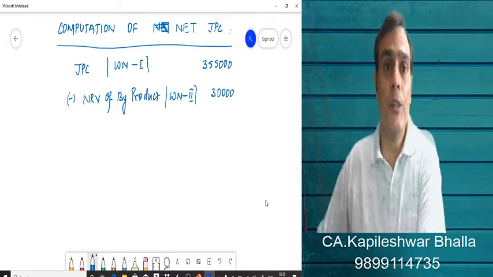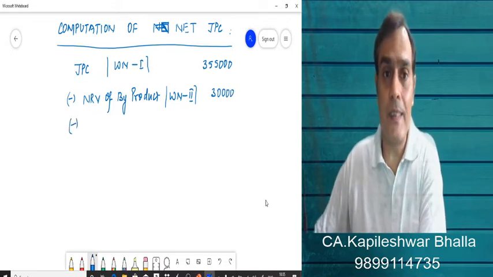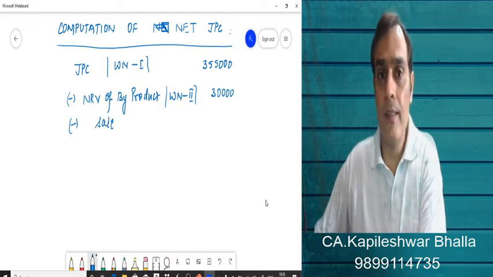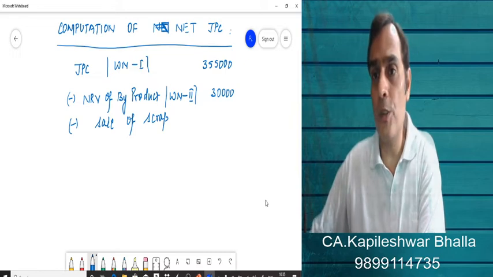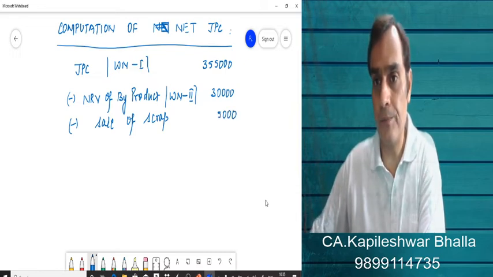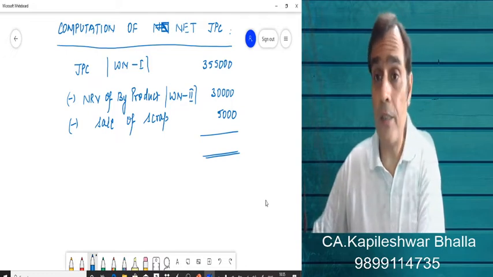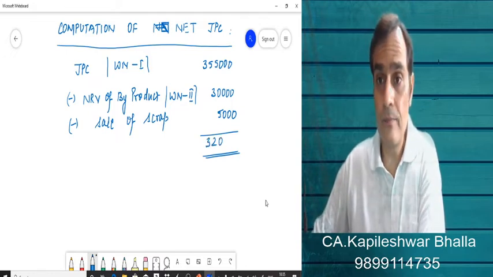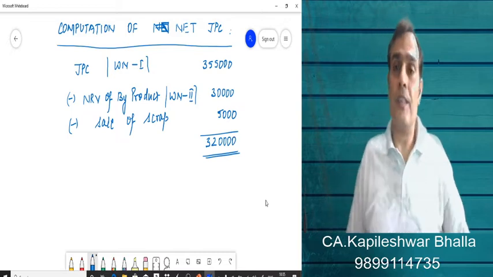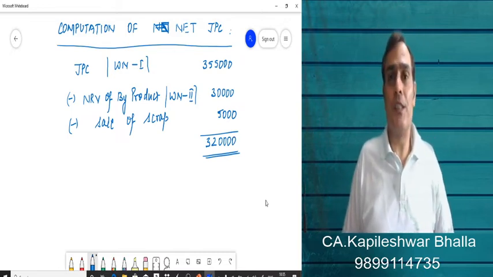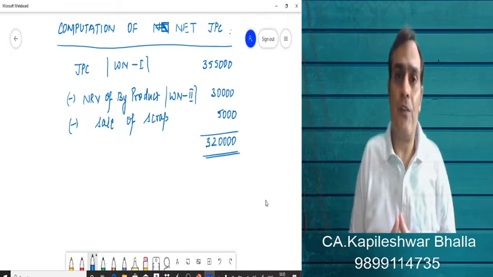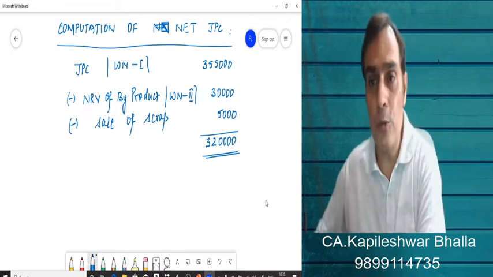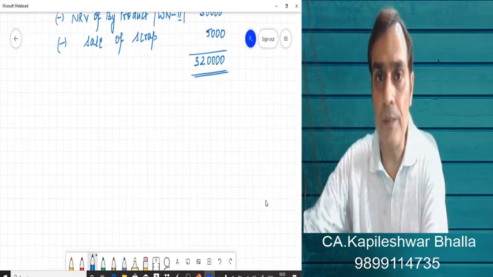And then finally, we also need to remember that there is a sale of scrap also. I distinctly remember it was 5,000 rupees, which was given at the end of the question. So once you take this net value, it works out at 3,20,000. So this is the net joint processing cost. And now on this basis, we need to split this in the sales value ratio. So we need to organize the information further.